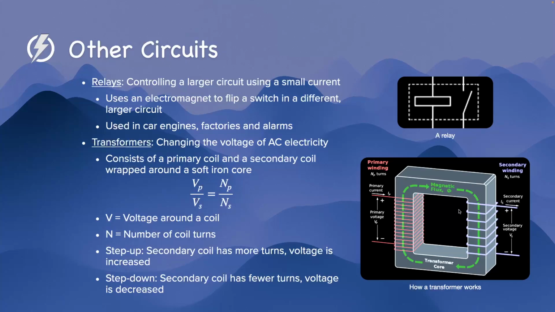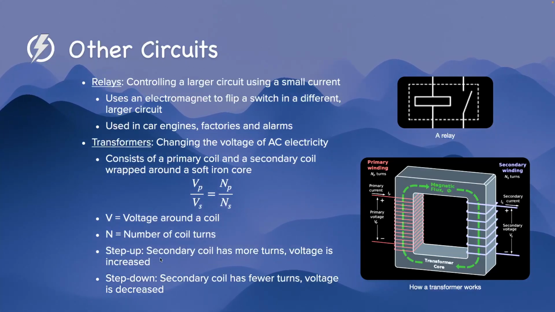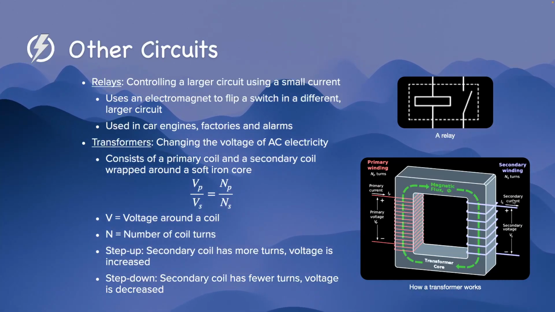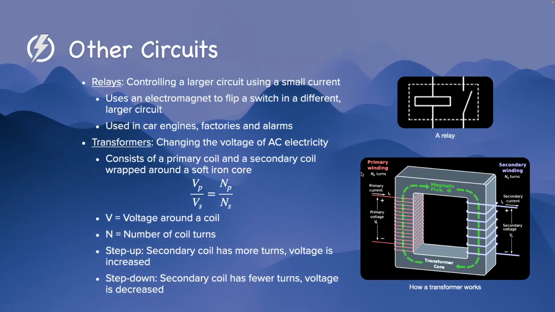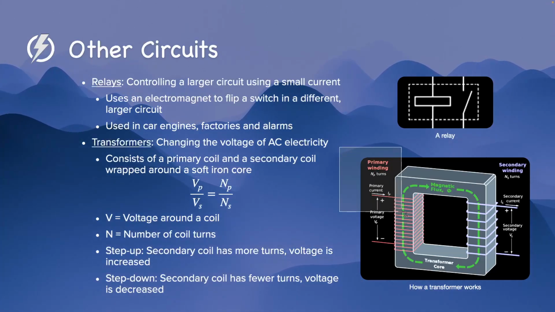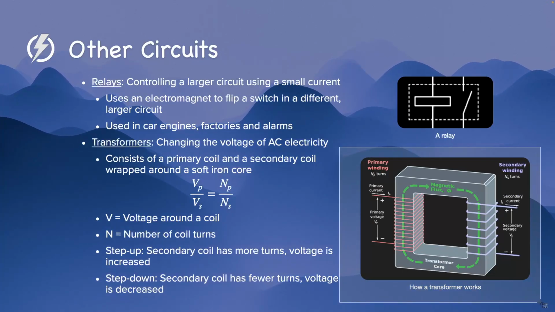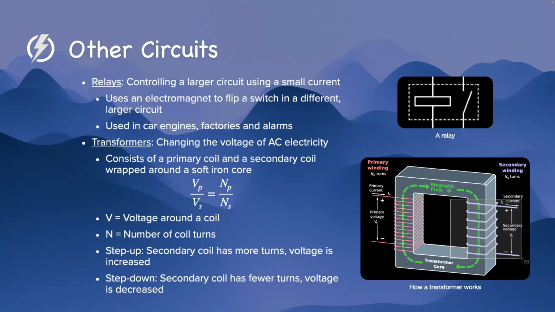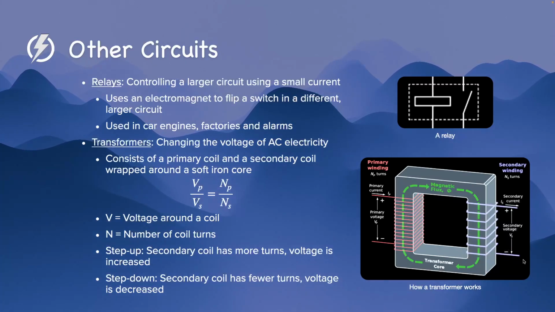There are two types of transformers, step up and step down. So a step up transformer increases the voltage from the primary coil to the secondary one, but the step down one decreases it. This diagram of a transformer, this is a step down transformer, because you can see the number of turns in the secondary coil is much lower.